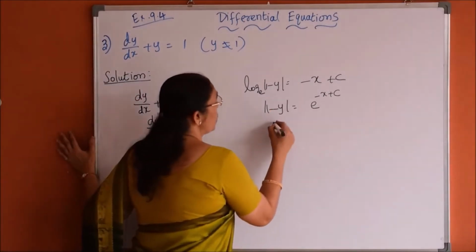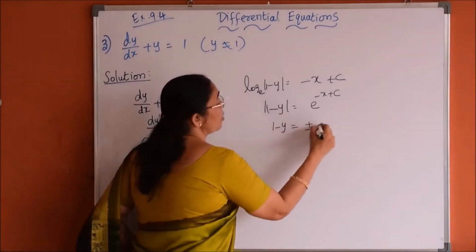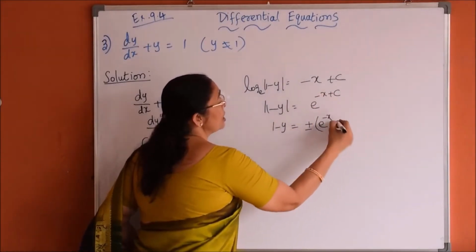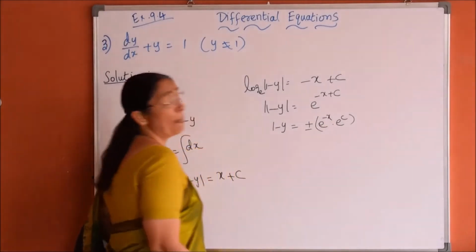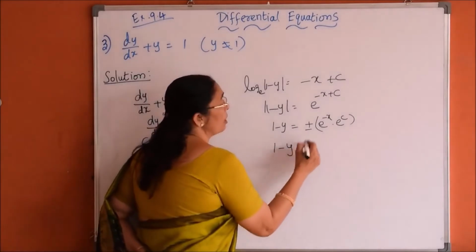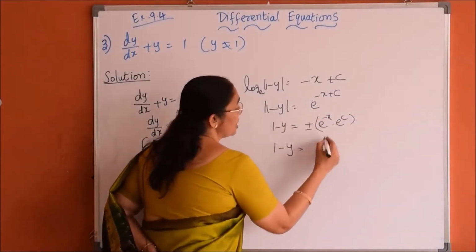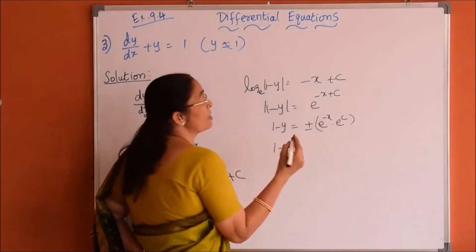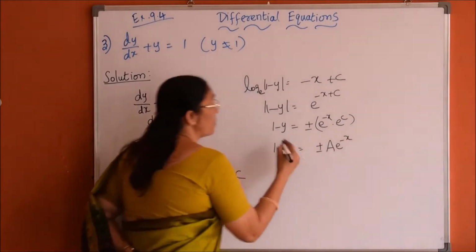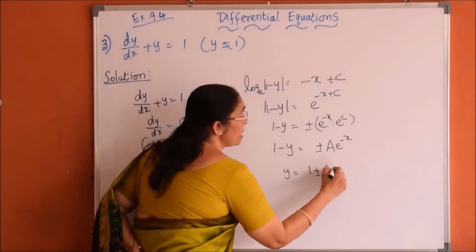Now mod 1 minus y, if I remove the modulus, it will come 1 minus y is equal to plus or minus e power minus x into e power c, using the a power x plus b formula. So we can write again 1 minus y is equal to this e power c, we can take it as another constant, which is nothing but a. We can consider e power c as a. So plus or minus a e power minus x, or y is equal to 1 plus or minus a e power minus x.